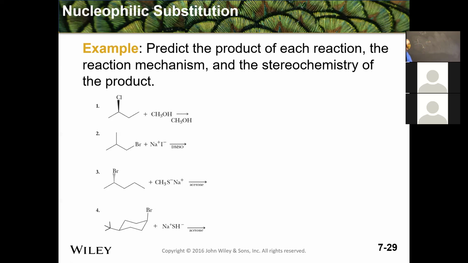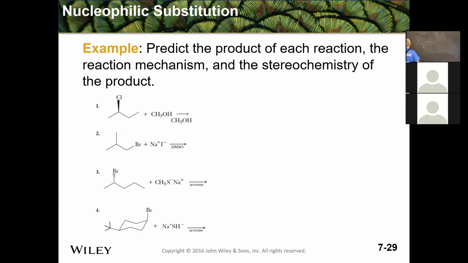It's sodium iodide, but you don't have to do anything with the sodium. Just leave it out. It's a spectator. It's there to keep the charges balanced. Don't involve it in the mechanism at all. It doesn't do anything except, as I say, keep the charges balanced.